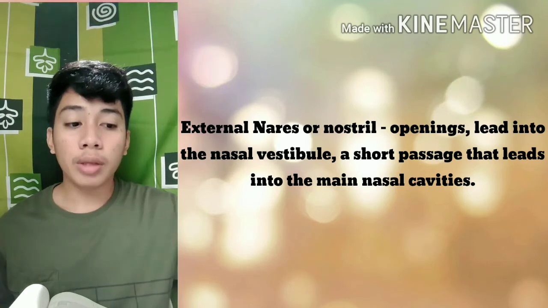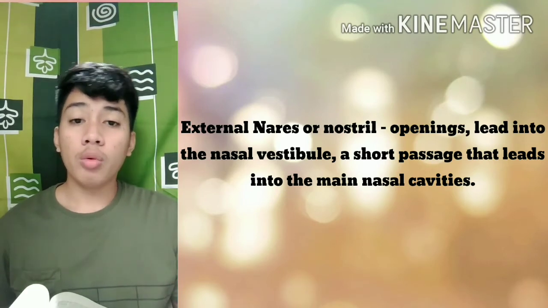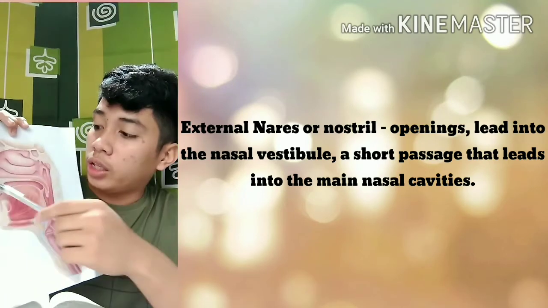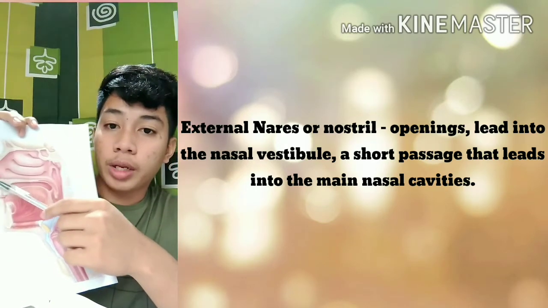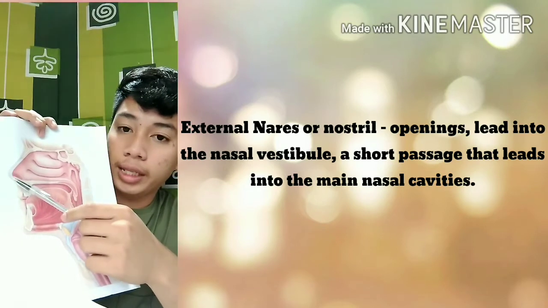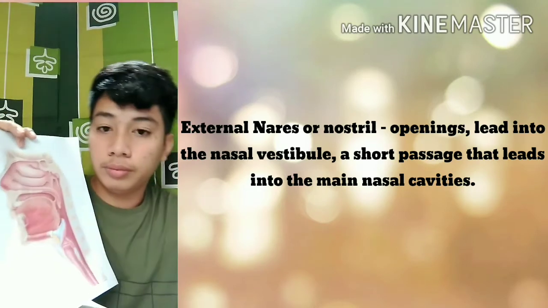So, saan nga ba natin matatagpuan ng external nares? So, ang external nares ay located in this part. Diyan sa baba ng ilong natin, yung dalawang butas na pinagpapasukan ng dalawang hangin. Dito sa baba ng ilong.